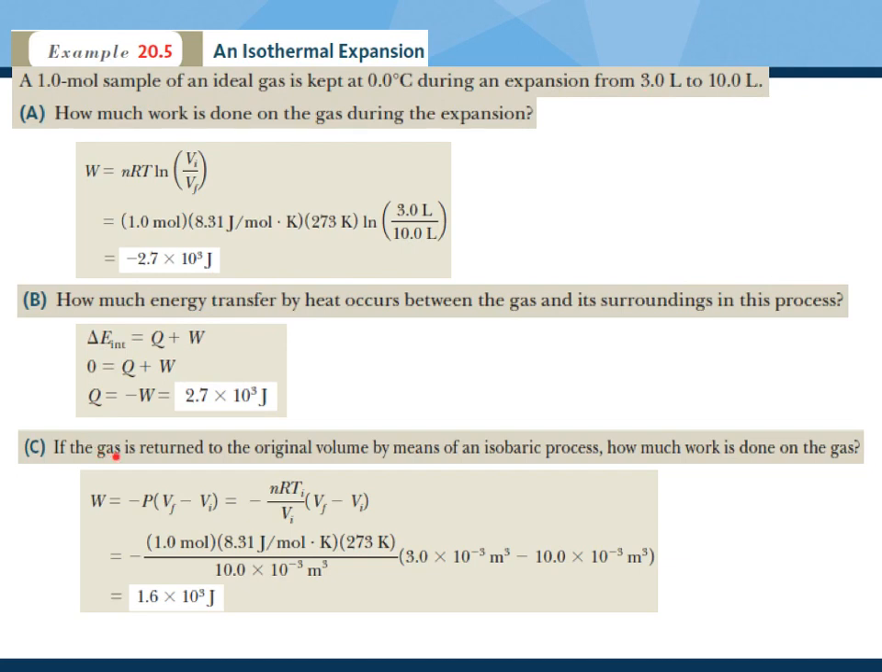Part C. If the gas is returned to the original volume in an isobaric process, how much work is done on the gas? For an isobaric process, the work done can be calculated using this equation. Using the ideal gas law, P is equal to nRT over V. The work done is 1.6 times 10 to the power 3 joules.